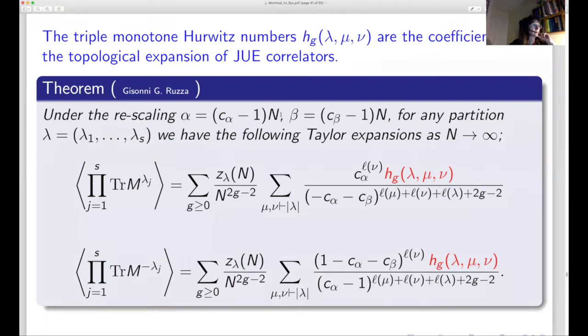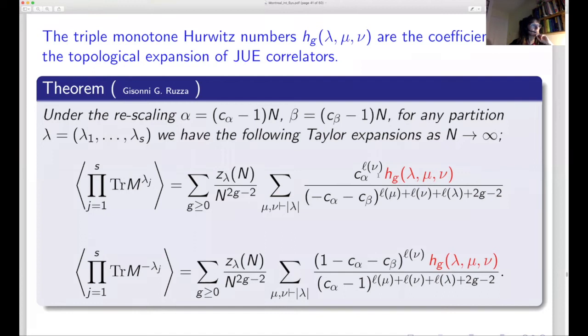And then we take a partition lambda, lambda one to lambda n, and we calculate the correlator, the trace to the m to the lambda j, in this form. This is equal to, okay, this factor, which is not important, but what is important is that this expansion is an expansion in n, and the coefficients c alpha and c beta and the integer here are exactly these triple weakly monotone Hurwitz numbers.